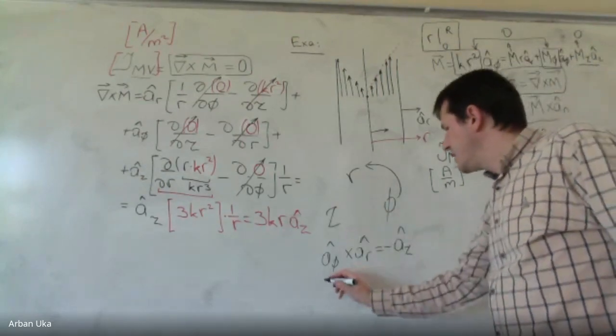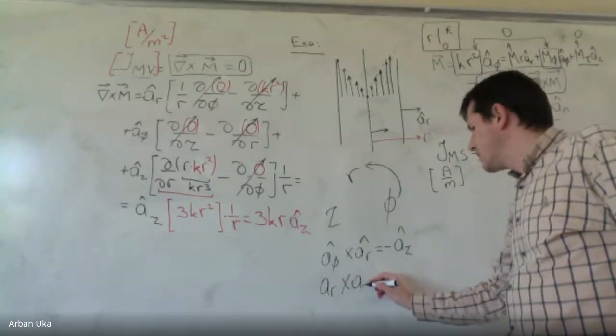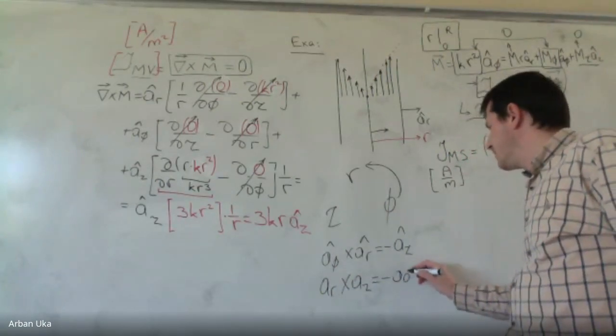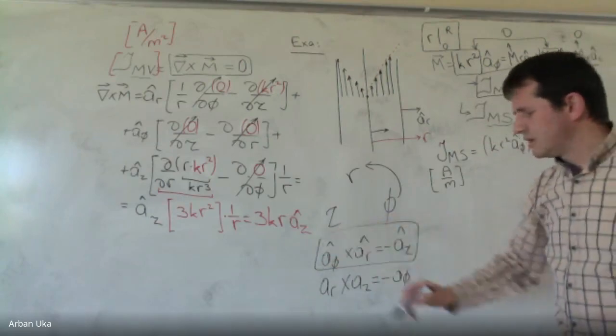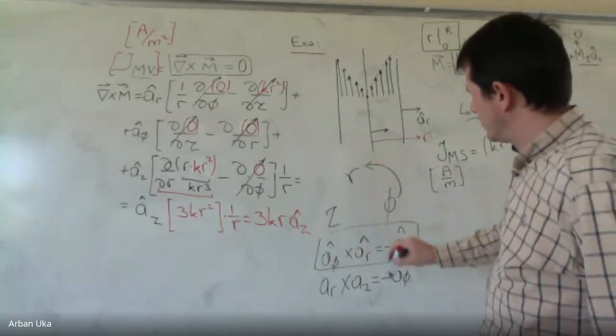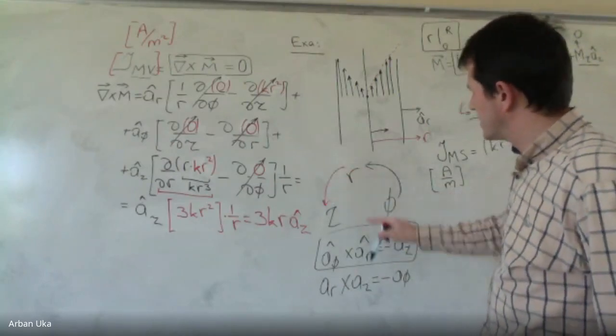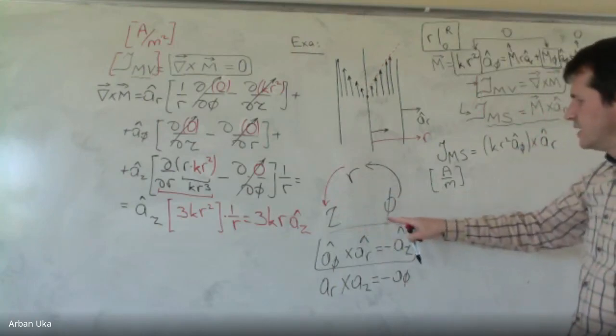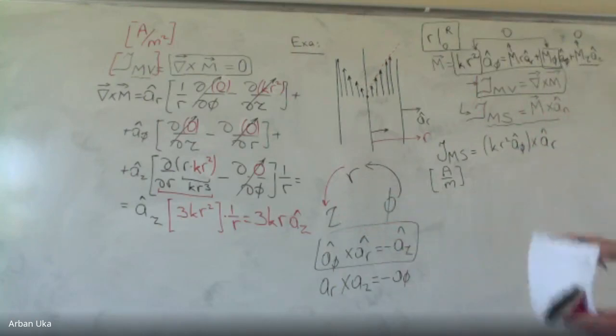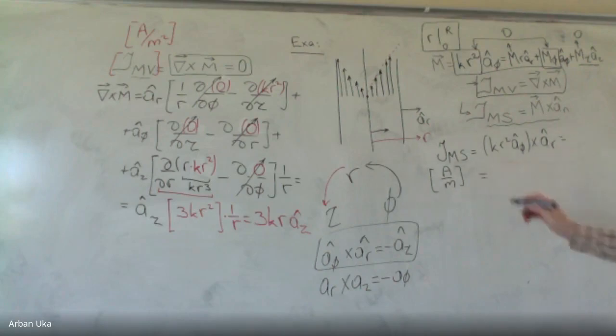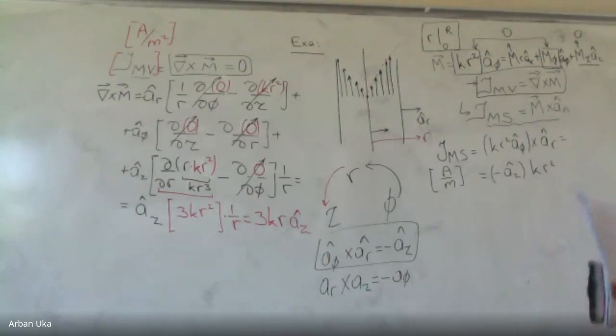Similarly, AR cross AZ is going to be equal to minus A phi. But for now, we care about this. The second example: I said AR cross AZ. This is counterclockwise, so the result is going to be A phi, but with a negative sign. So it looks like this is going to be equal to minus AZ K R squared.